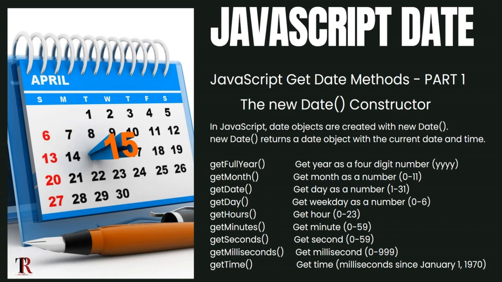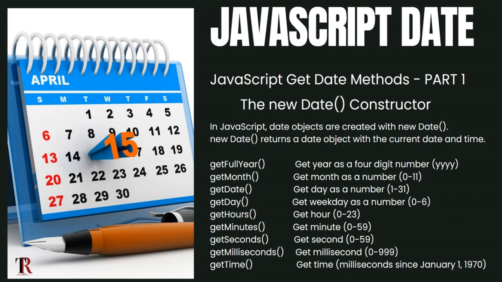New Date returns a date object with the current date and time. So when you use the new Date constructor, it returns a date object with the current date and time, which means that the result of a new Date constructor is a date object with the current date and then the current time.